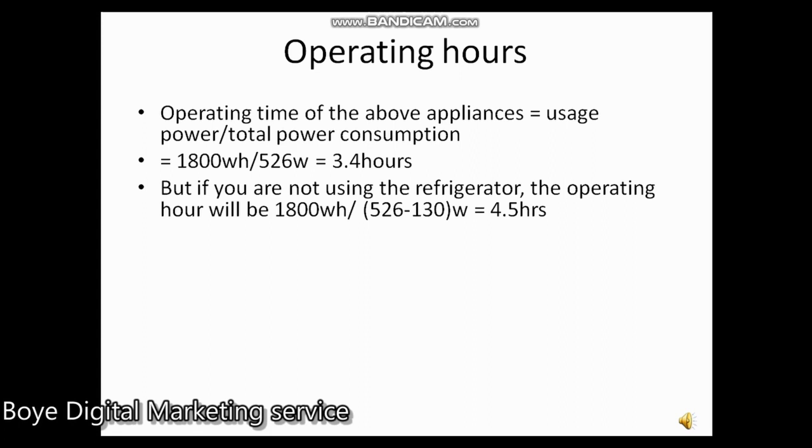But let's say you are in the night, you are using the battery, and you are not using the refrigerator. If you are not using the refrigerator, you remove the wattage of the refrigerator from the total. Then you divide the watt hour by what is left. It will give you 4.5 hours. You see, that means if you are not using the refrigerator, it will give you 4.5 hour backup time.